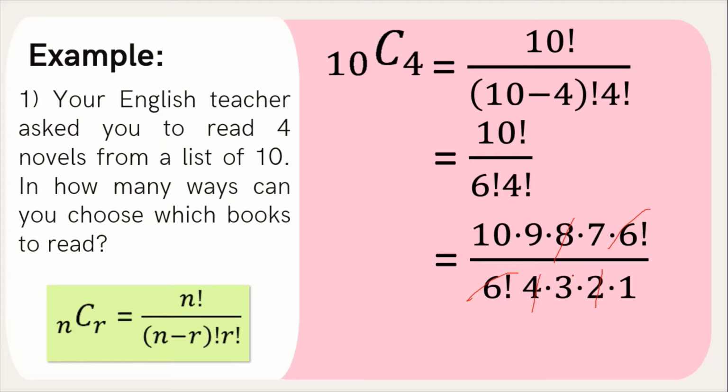Ang 3 ay pwede nating i-divide sa 9. So, we have 9 divided by 3. And that is equal to 3. So, si 1, hindi naman magbabago yung answer natin kung divide pa natin by 1. Answer na natin siya. So, ang naiwan na lang ay 10 times 3 times 7. So, the combination of 10 taken 4 is equal to 210.